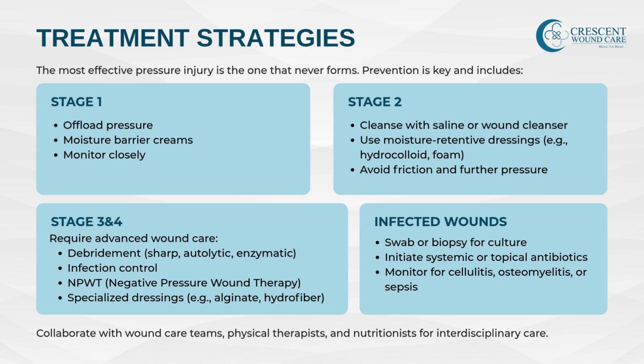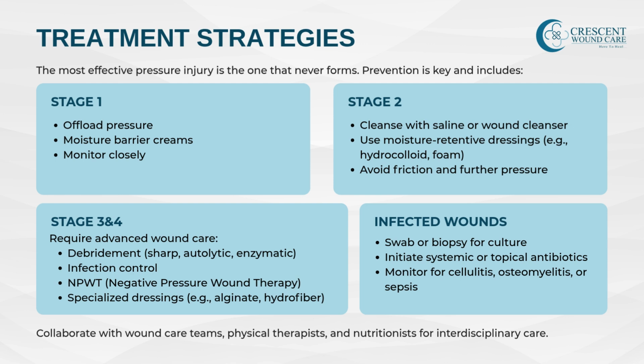Stage 3 and Stage 4 injuries. These are more complex and often require interdisciplinary wound care. Debridement, surgical, enzymatic, or autolytic, may be necessary to remove necrotic tissue and promote granulation. Use advanced dressings like negative pressure wound therapy, NPWT, alginates, or silver-impregnated dressings based on exudate and infection status.